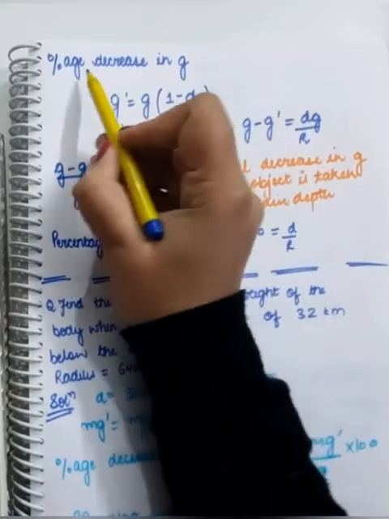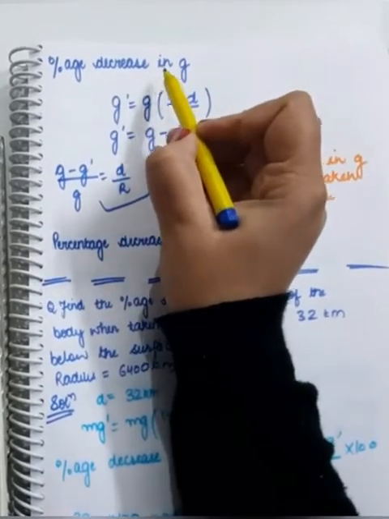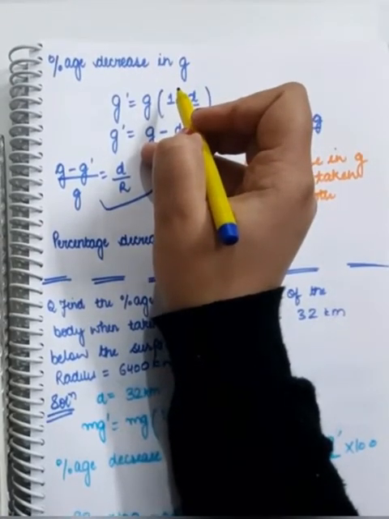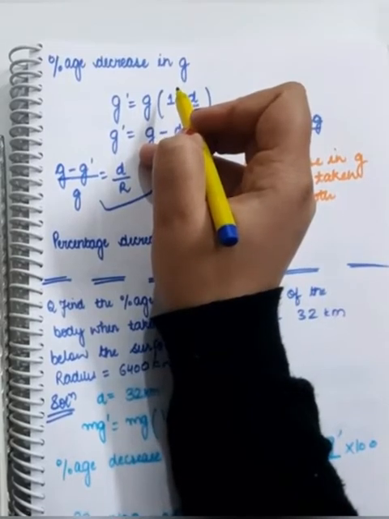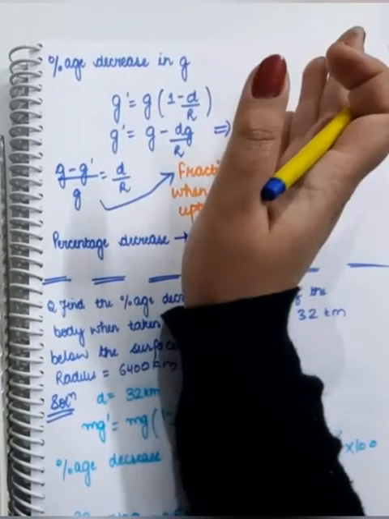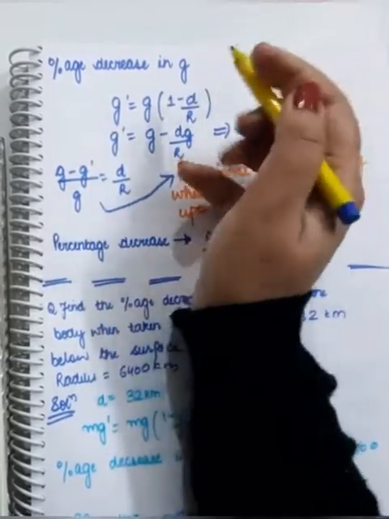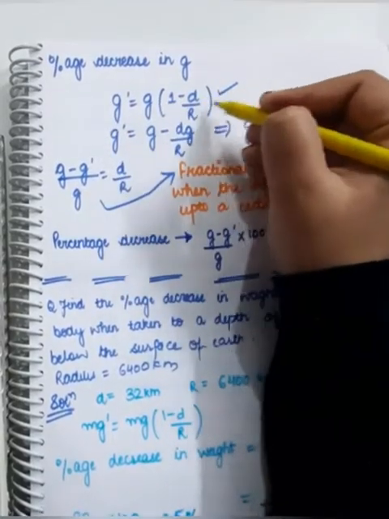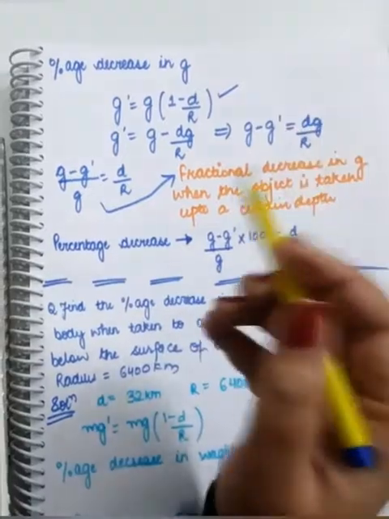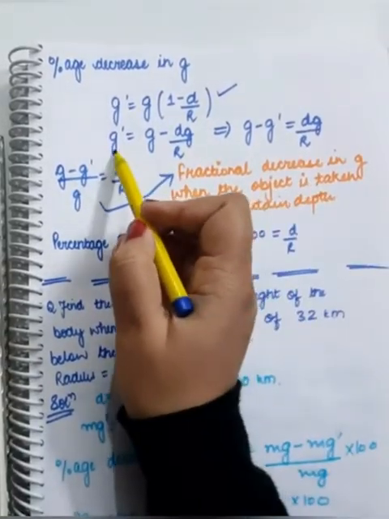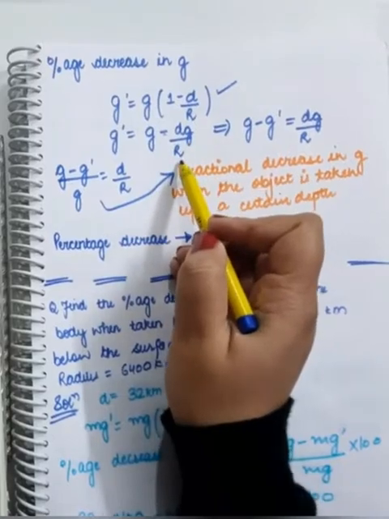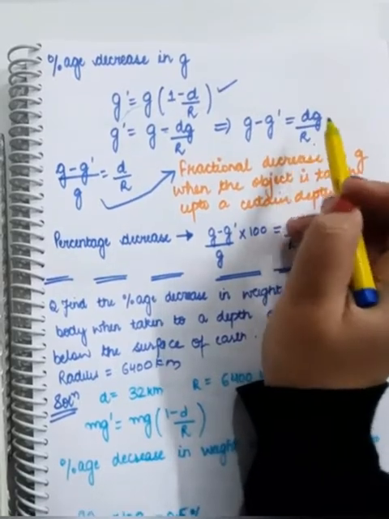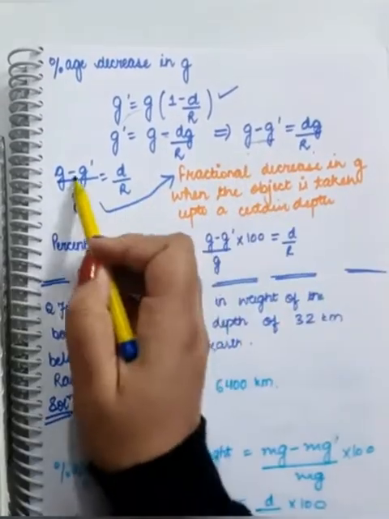Now it's the time to find out percentage decrease in g. Now, what is percentage decrease in g? We know that when the object is taken below the surface of the earth to a certain depth, the acceleration due to gravity decreases. Now, what's the percentage decrease? This is the value: g dash equals g (1 minus d by r). See, g dash is equal to g minus g d upon r. So take this to the other side: g minus g dash equals g d upon r. Take this g to the other side and this will become d by r.